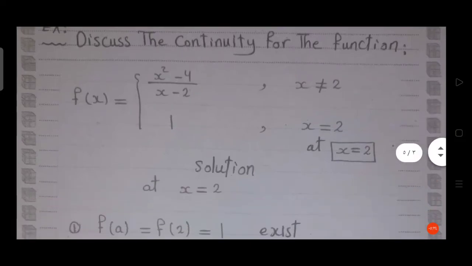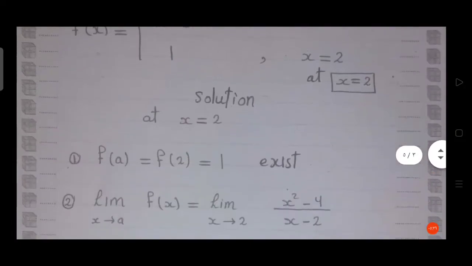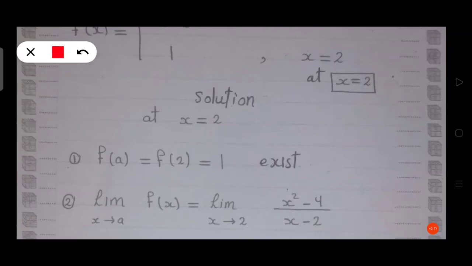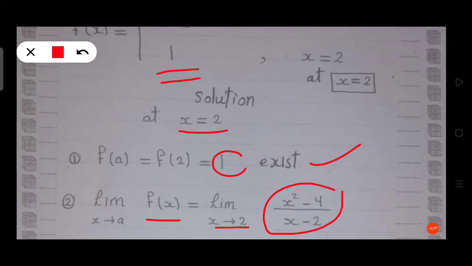Now, f of a at a or x equal 2, f of 2 equals 1 from the given, and it exists. Second, we will find the limit at x tends to a of f of x, limit x tends to 2 for the function x squared minus 4 over x minus 2.